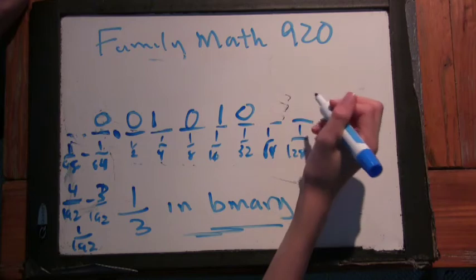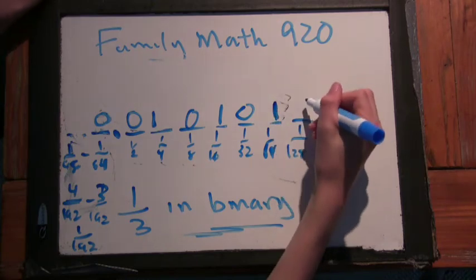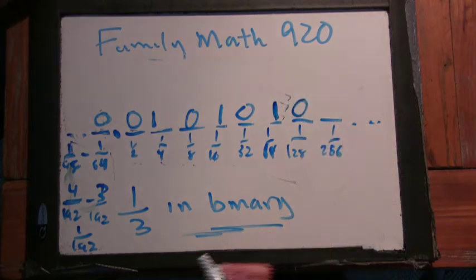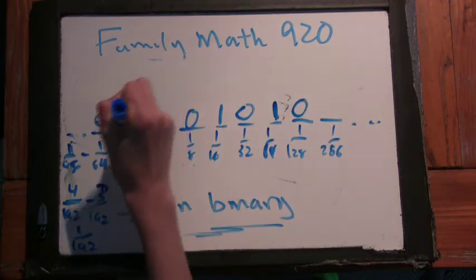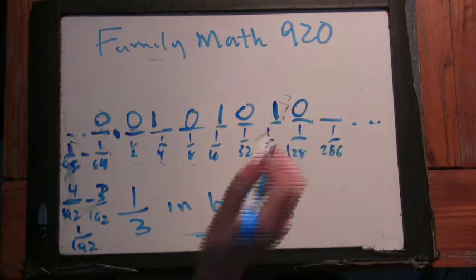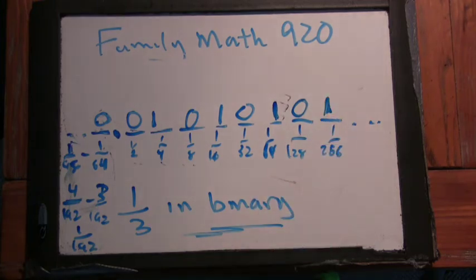After we did 1/64th, and then we have 1/128th, it looks like we've got a little pattern going. 0.010110, and then we could add a 256th. Okay. So what's your conjecture then?